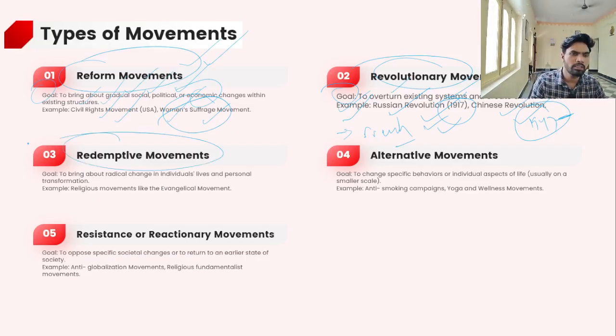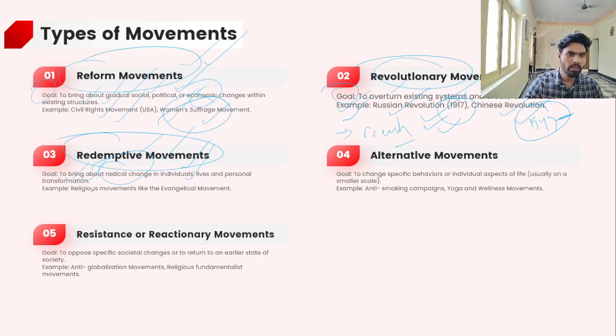Then the third type is redemptive movements. What is the goal of these movements? The goal is to bring about radical change in individuals' lives and personal transformation. These movements focus on change of the individual himself or herself. The emphasis is on the individual, to bring radical transformation in the individual.